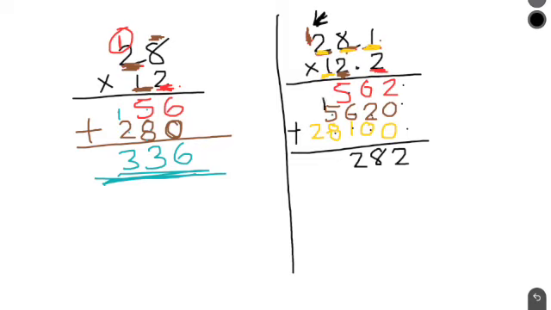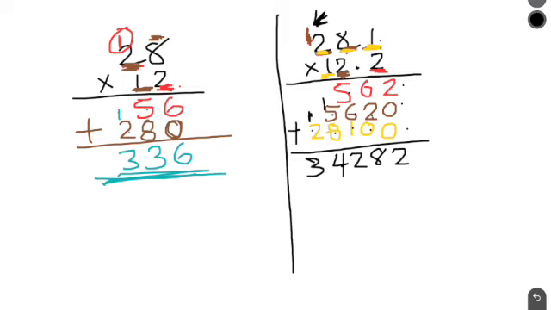8 plus 5 is 13, plus 1 is 14. Carry the 4, and carry the 1. And then 2 plus 1 is 3. Okay. Now here's where we take into account the decimal numbers.